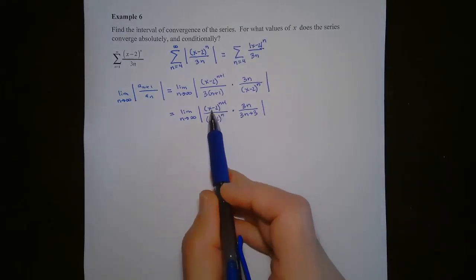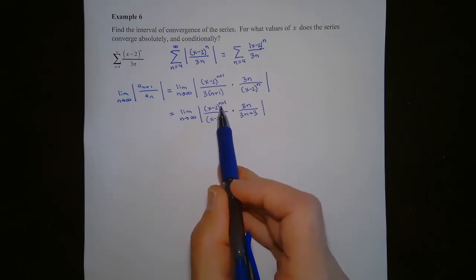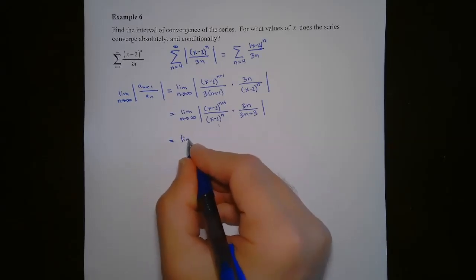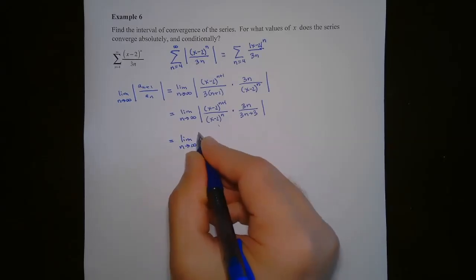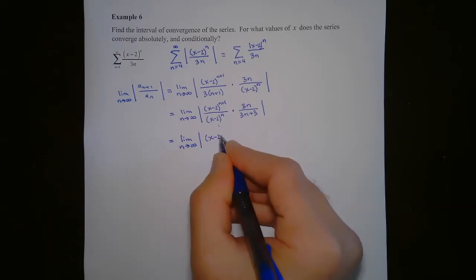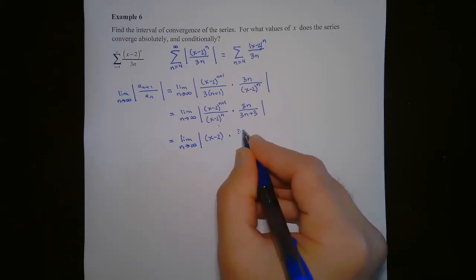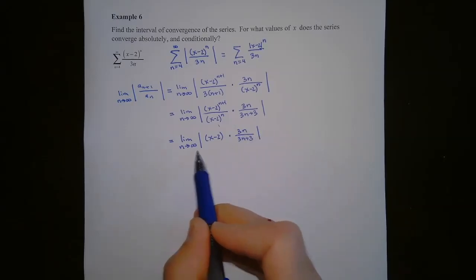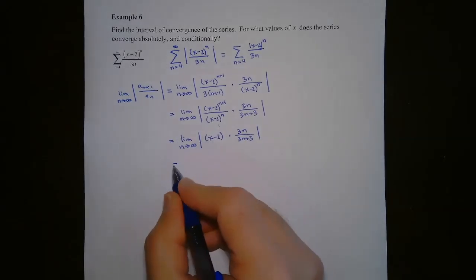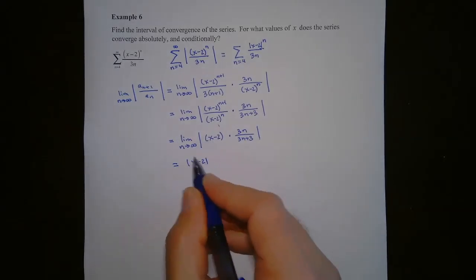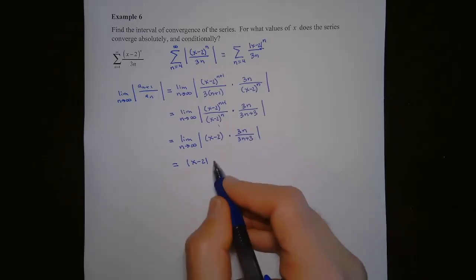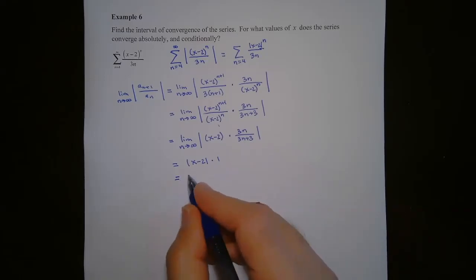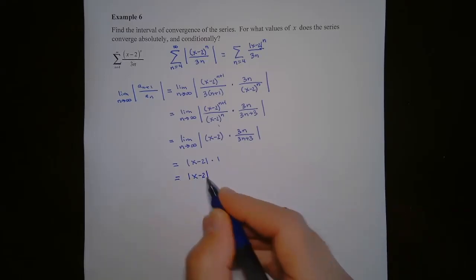These bases are the same, so we subtract the exponents. n plus 1 minus n would just be 1. So that's the limit as n approaches infinity of the absolute value of x minus 2 times 3n over 3n plus 3. If we take the limit as n goes to infinity, this part just gives us the absolute value of x minus 2, and this one gives you just 1, so times 1. That's a positive 1, so we don't need the absolute value. So this becomes the absolute value of x minus 2.